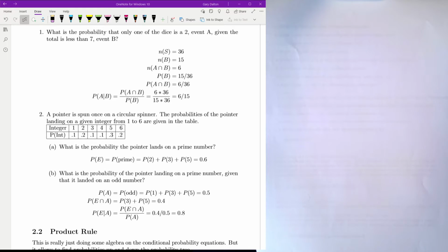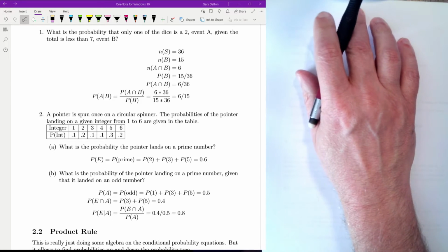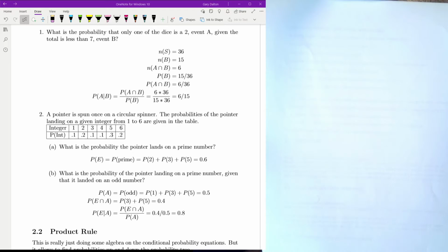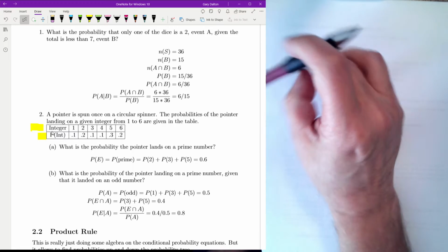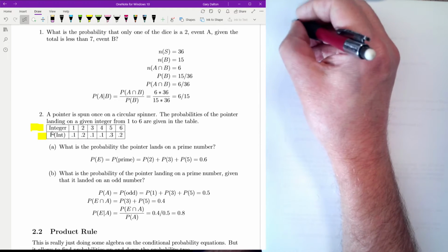Now we're going to work with a pointer. This is example number 2. A pointer is spun on a circular spinner. The probabilities of the pointer landing on a given integer are indicated on this table, the integer and the probability. So what is the probability that the pointer lands on a prime number?